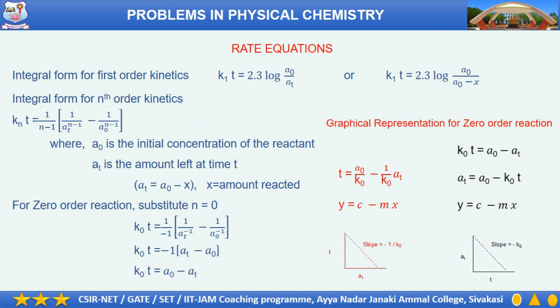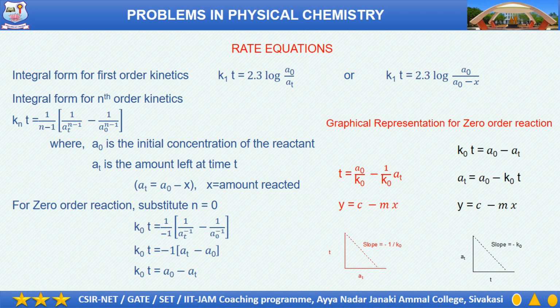For a zero order reaction, if you are asked, immediately you can derive that equation from this. Put n equal to 0. Your equation would be k0 into t is equal to 1 by minus 1 of 1 by At power minus 1 minus 1 by a naught power minus 1. Minus into At power minus 1 is written as At minus a naught. Bring this one, you will get a naught minus At. Therefore, this is the integral form of the rate equation for the zero order reaction. From this, you can calculate a0, or the time taken for that conversion, or the amount left after that time. This is for a zero order reaction.